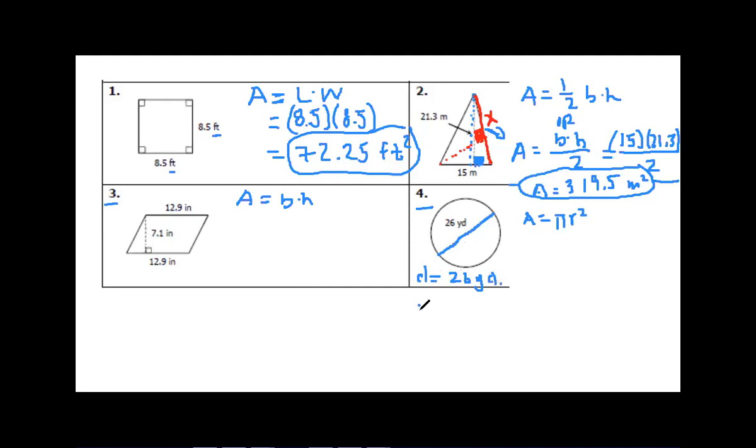The radius is the diameter divided by 2, okay? Radius is the diameter divided by 2. It's half of the diameter. So to find the radius for this specific circle, I'm going to take 26 divided by 2, which gives me 13. Now I'll take my 13, plug it in for R. Area for this circle is pi times 13 squared.